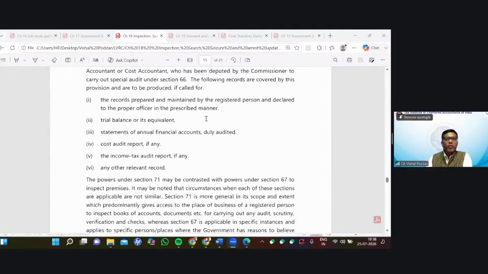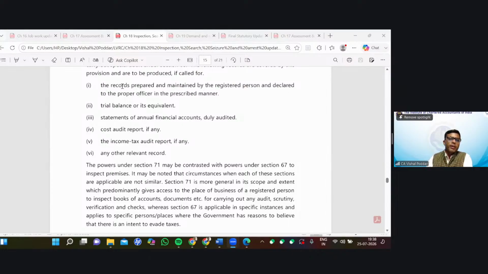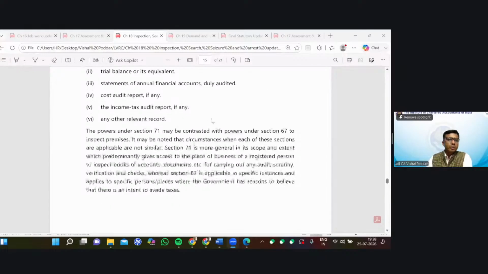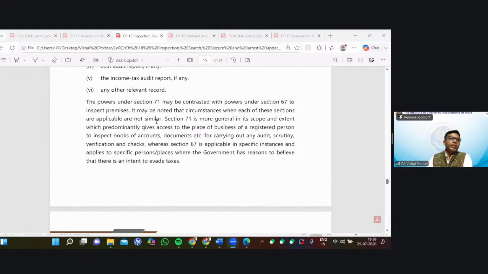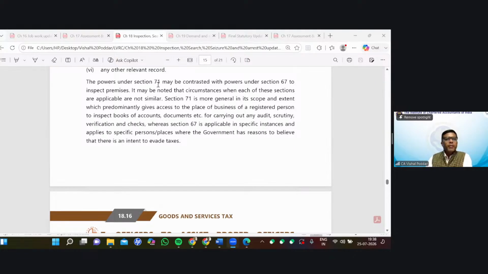Now, following records are covered by this provision and are to be produced compulsorily. First, all the records which you are maintaining and which are declared, trial balance, annual financial accounts which are audited, cost reports, income tax audit reports, and other relevant records. This power under 71 may be contrasted with the power under 67. So 67 is inspecting the premises, but it may be noted that circumstances when each of these sections are applicable is not similar.